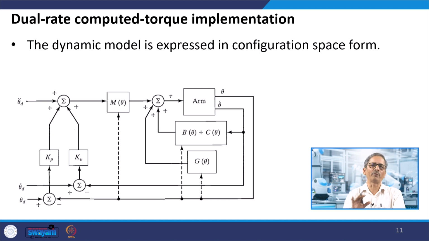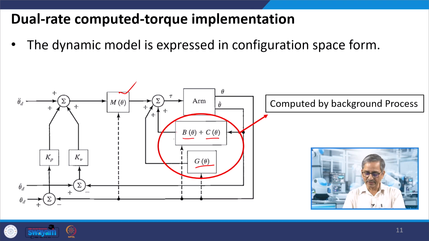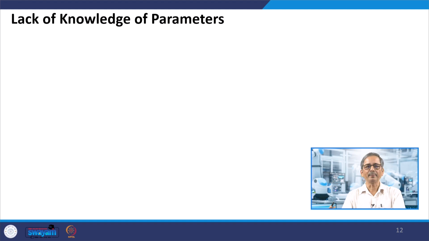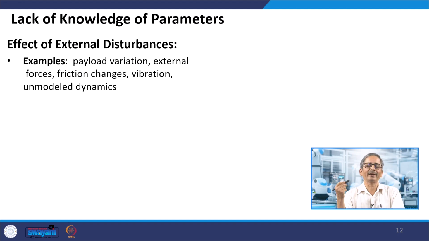We have seen that configuration space form means all the model parameters are represented as functions of theta. So you have M(theta), B(theta), C(theta), G(theta), like that. This is what is called the configuration space form. So this portion can be computed by the background process. Okay, so what is the effect of external disturbances?